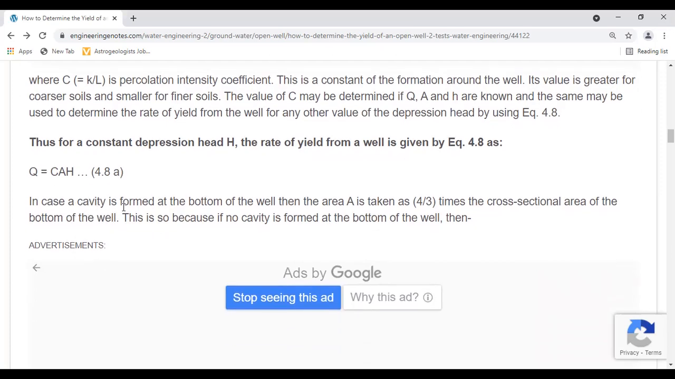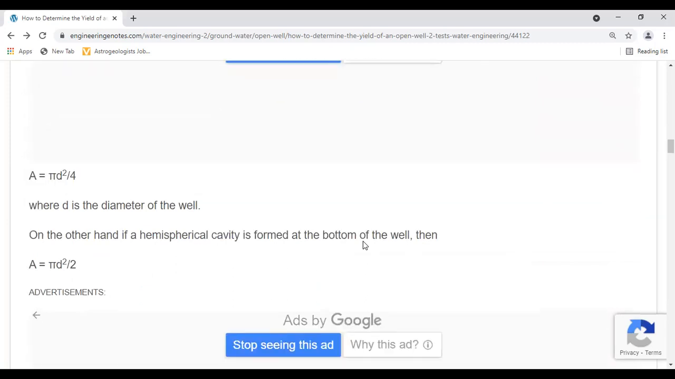In case a cavity is formed at the bottom of the well, then the area A is taken as 4 by 3 times the cross-sectional area of the bottom of the well. This is so because if no cavity is formed at the bottom of the well, then A is equal to pi d square by 4, where d is the diameter of the well.